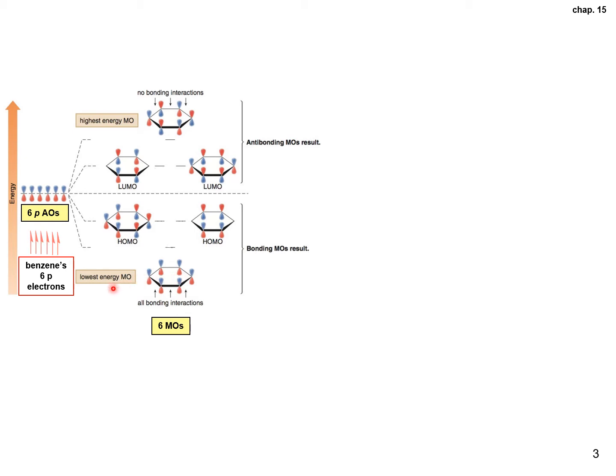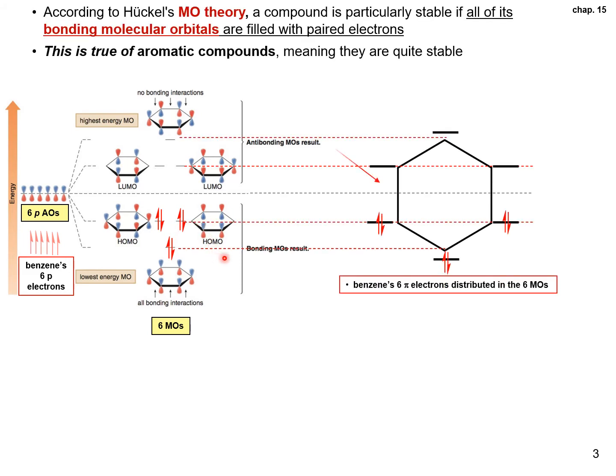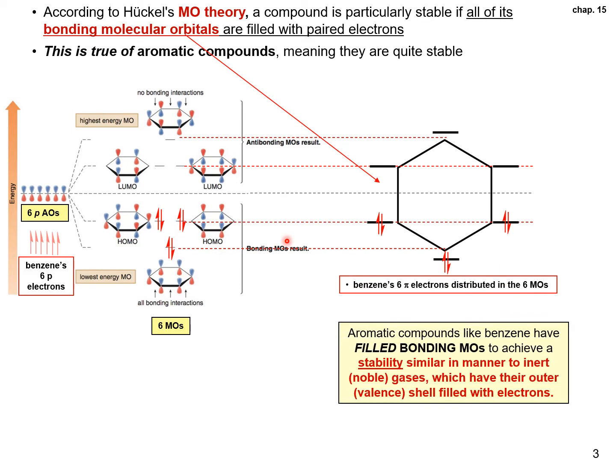And the rules for filling molecular orbitals are the same as the rules for filling energy levels of atomic orbitals. We start at lower energy and work our way up. And you get an arrangement that looks like this. So molecular orbital theory says that a compound is particularly stable if all of its bonding molecular orbitals are filled with pi electrons. So that's true of all aromatic compounds.